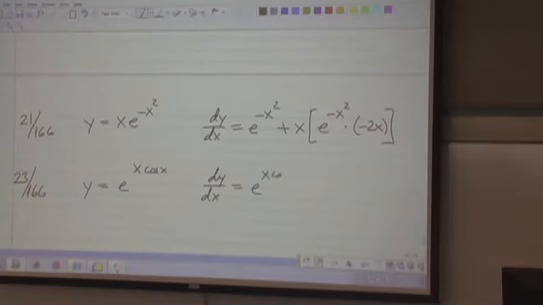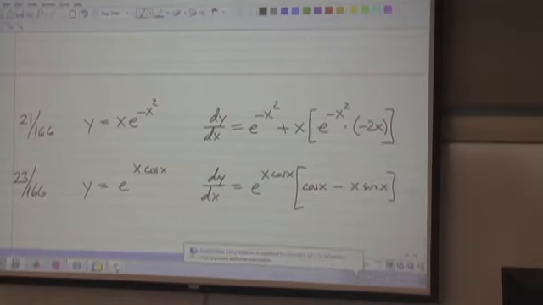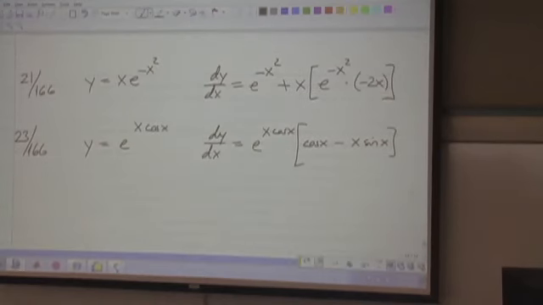E to the x cosine of x times... We have no x, constant quantity. Chain rule. Cosine of x minus x sine of x. Yes? That's good. I empowered you with knowledge.